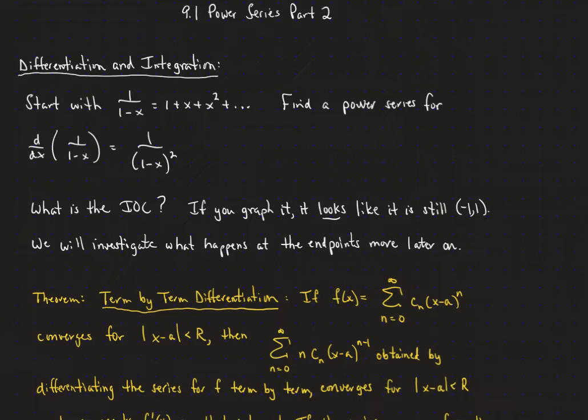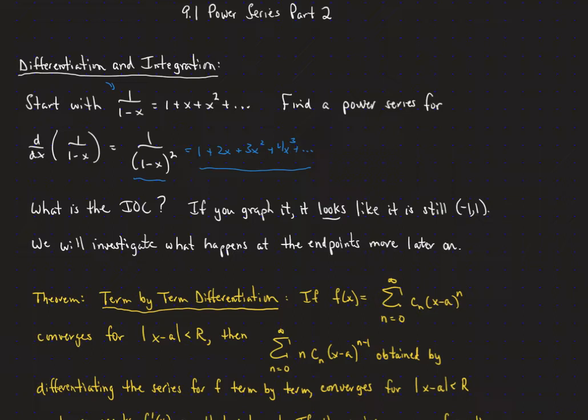So, if we start with our 1 over 1 minus x, and we differentiate both sides of that equal sign, the left side gives us 1 over 1 minus x quantity squared, and on the other side we'll take the derivative term by term. The derivative of 1 is 0, the derivative of x is 1, the derivative of x squared is 2x, and then we'll get a 3x squared and a 4x cubed, and on and on and on. And so that then becomes a power series for a new function right here.